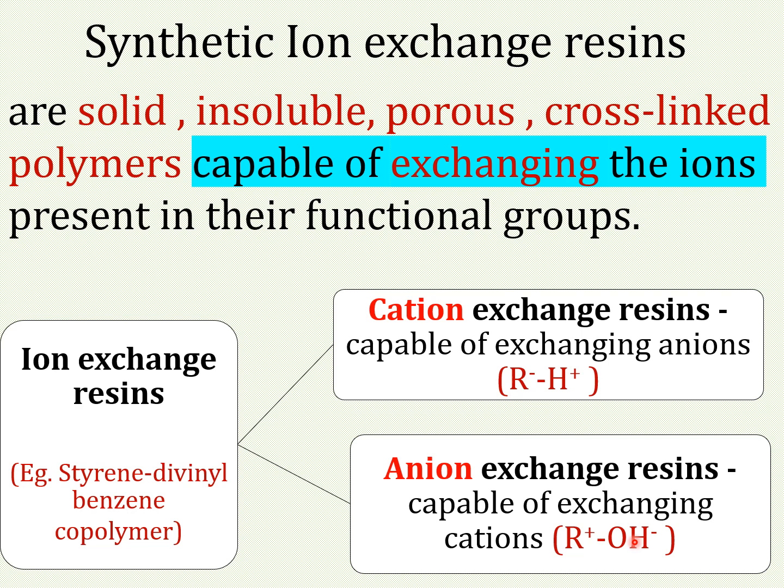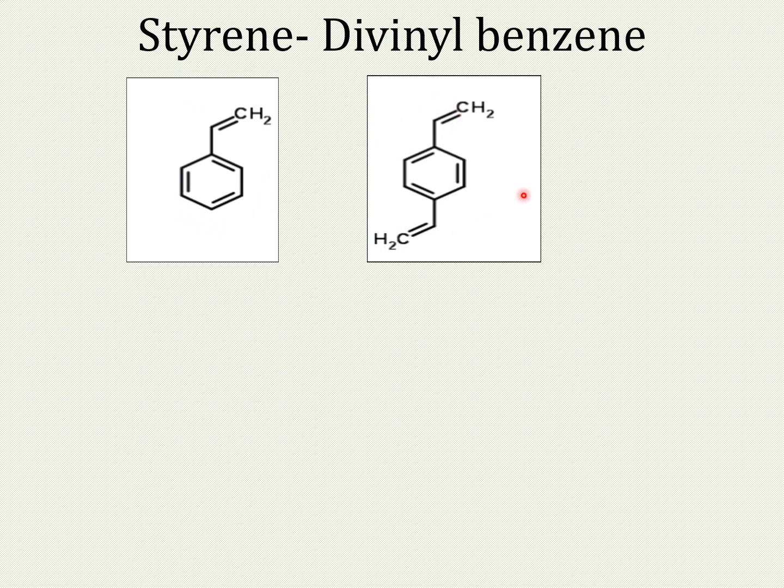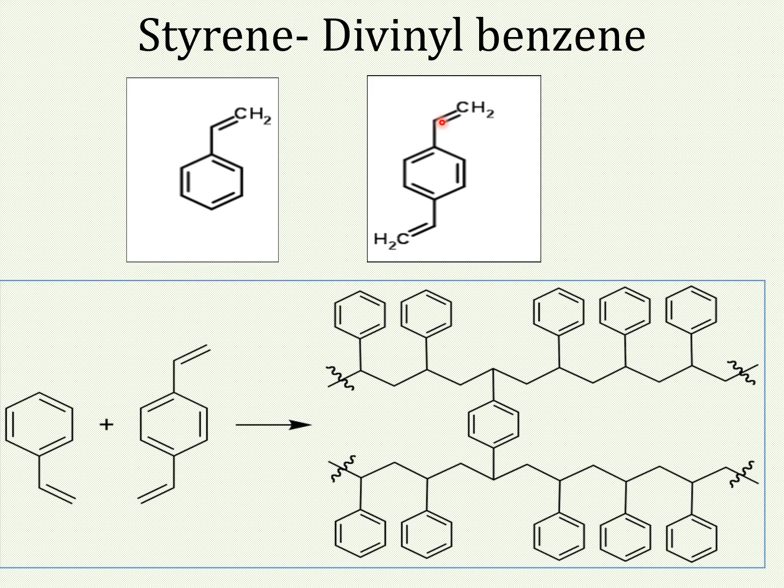A typical example for an exchange resin is a copolymer of styrene and divinyl benzene. We will see the structure of that in the coming slide. Now, here, this is styrene and this is the structure of divinyl benzene. When these two copolymerize, they form a cross-linked organic polymer, that is a synthetic resin.